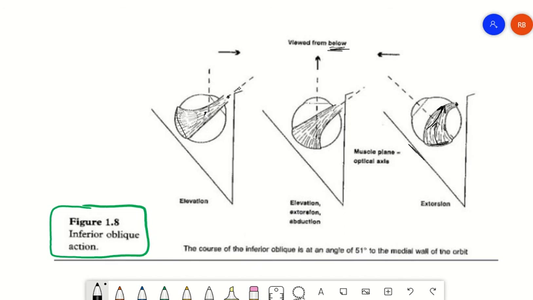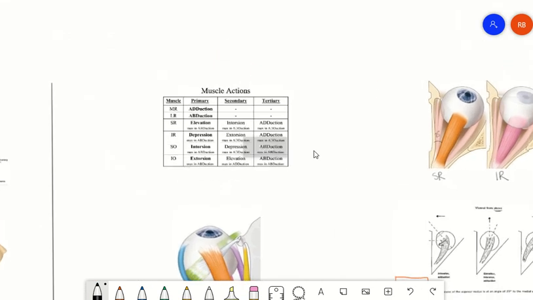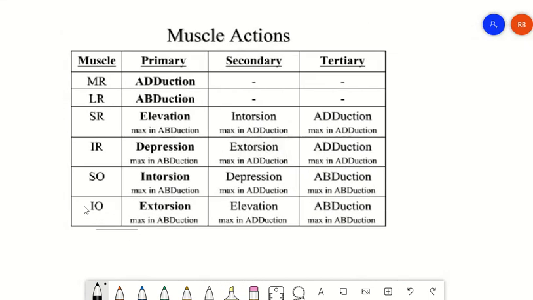So to conclude that bit, the inferior oblique extorts the eyeball best when the eye is abducted, and it elevates the eyeball best when it's adducted. And we can check that on our grid, and we got it here. Inferior oblique extorts the best when the eye is abducted, and it elevates the eye best when it's adducted.